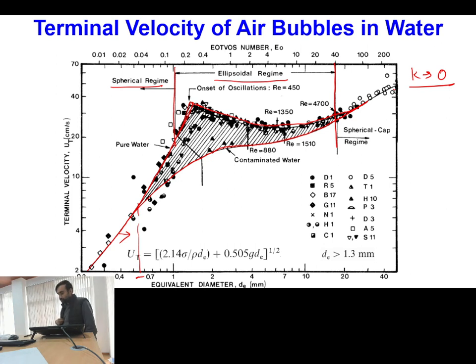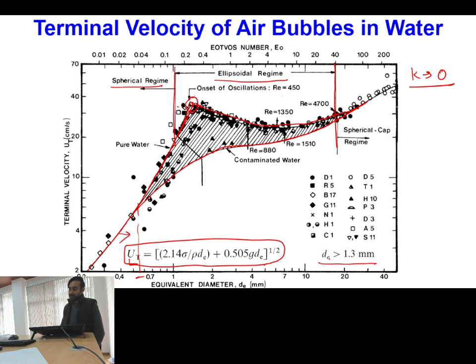Is this point clear? Now, if we have to calculate the maximum value of terminal velocity for the pure system, the terminal velocity in this particular regime can be calculated using this formula, and this formula will be applicable for all equivalent diameters greater than 1 point. Okay. So this distinction is clear to you.